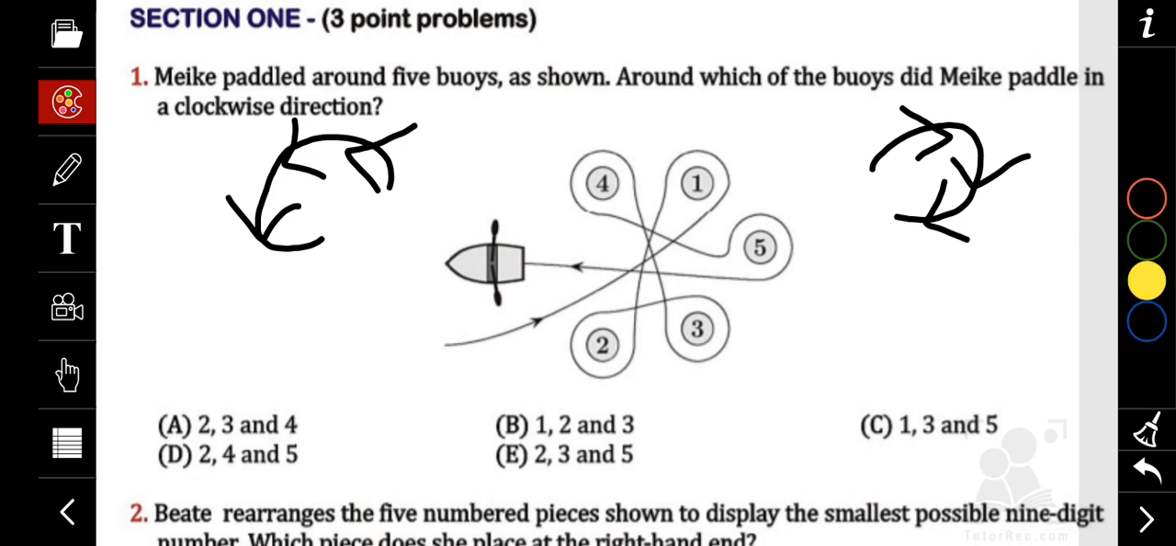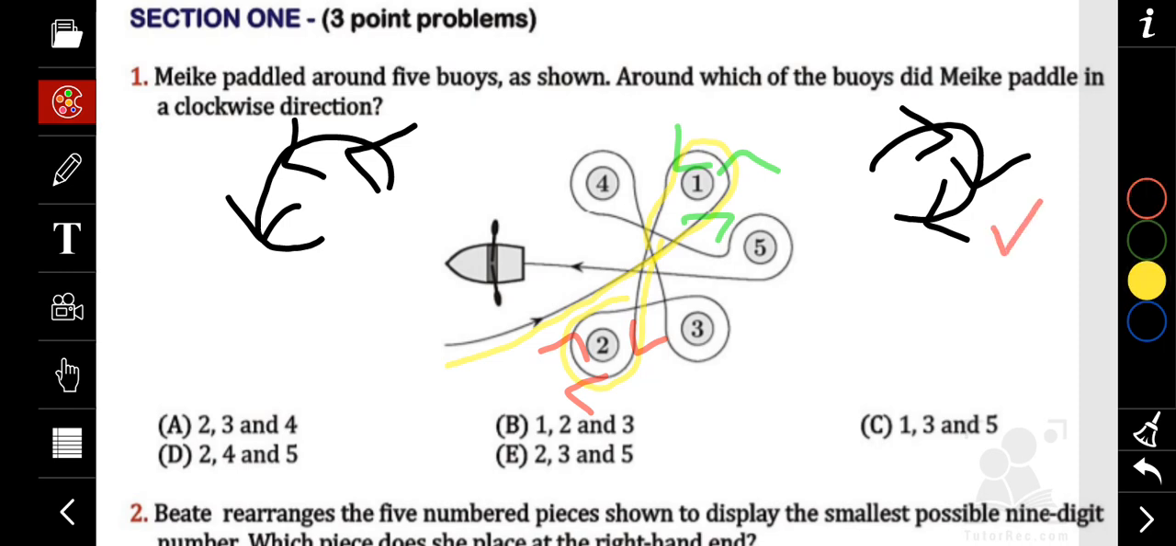For example, Mike started his journey from here. Then in this direction you see the direction is like this, and like this. This is the anti-clockwise direction. Okay, then he pedaled along buoy 2. In this direction you see it is being traveled in the clockwise direction, as already told over here.